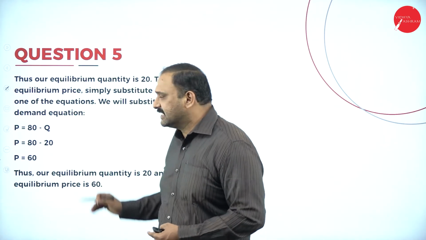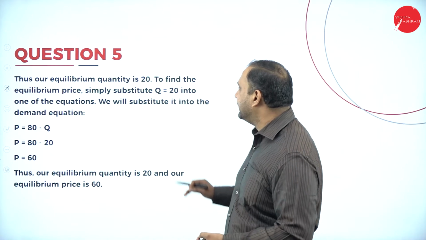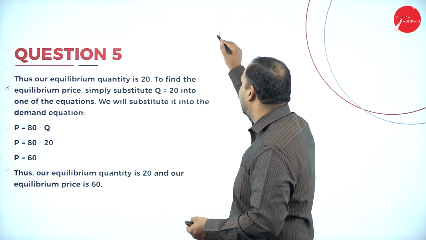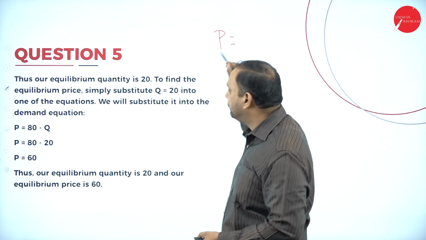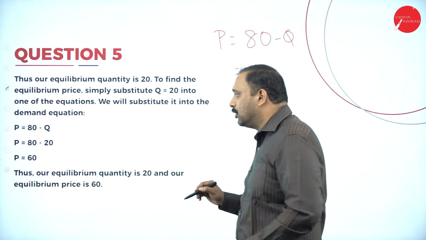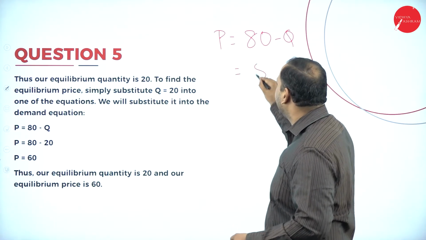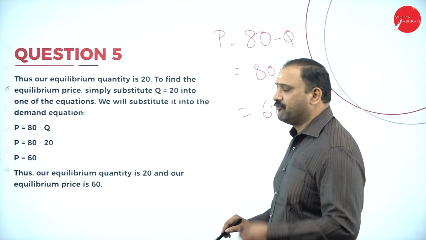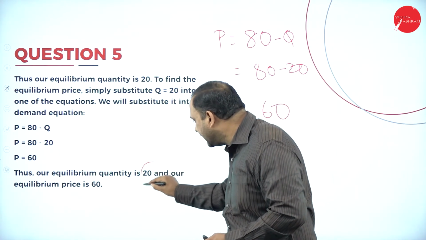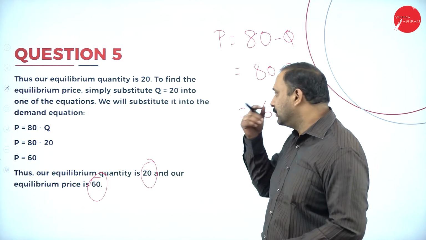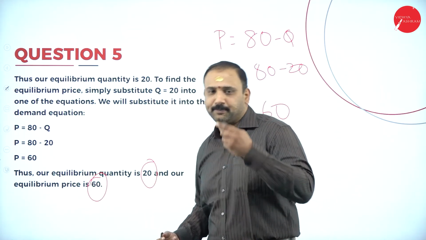Now, the next thing is that our equilibrium quantity is 20. So you have to substitute in the equation. Let's take the first one, the demand function, P is equal to 80 minus Q. We know the value of Q, that is 20. So 80 minus 20, the answer is 60. So our equilibrium quantity is 20 and our equilibrium price is 60. That's how you need to solve this particular problem.